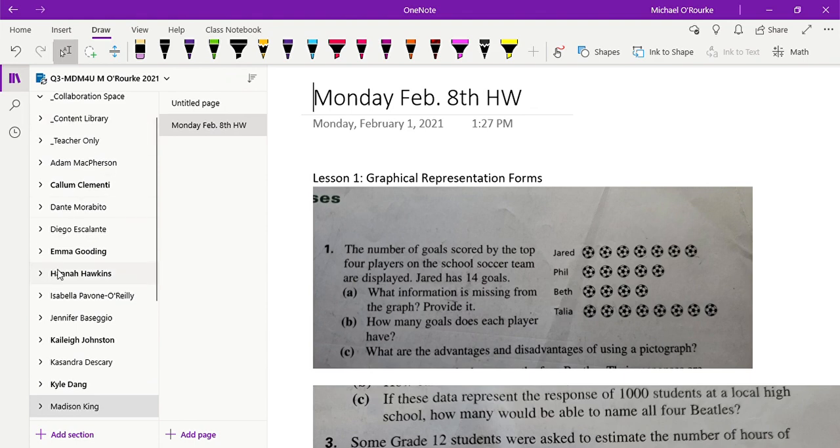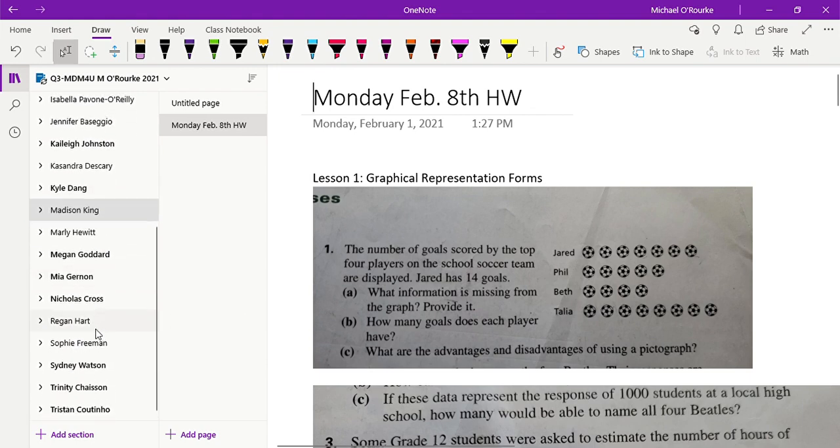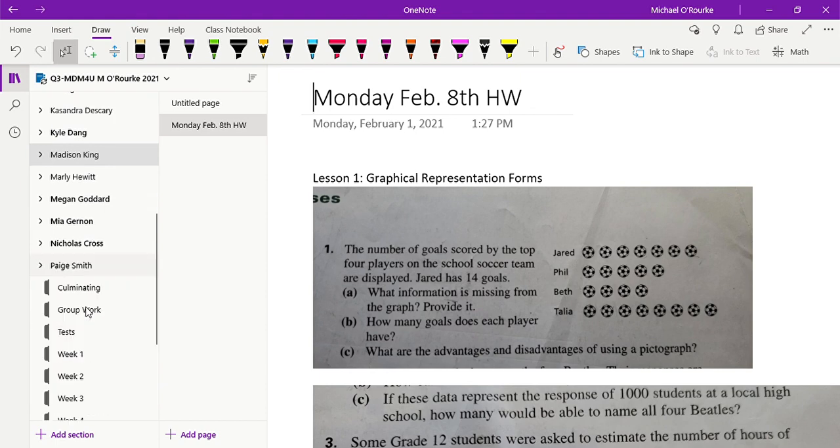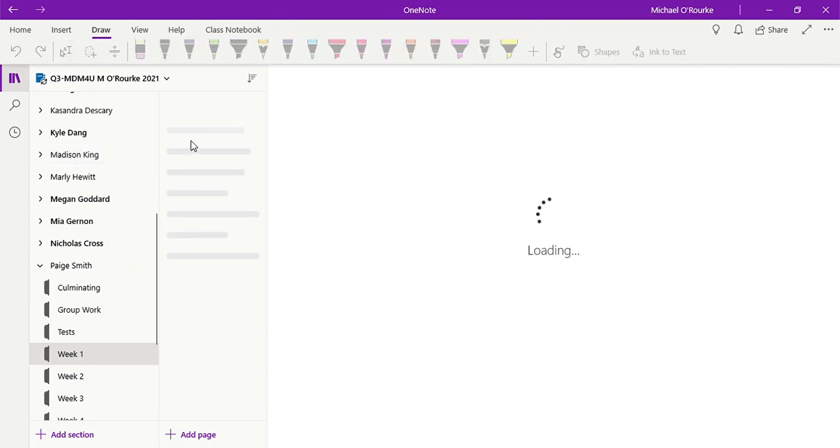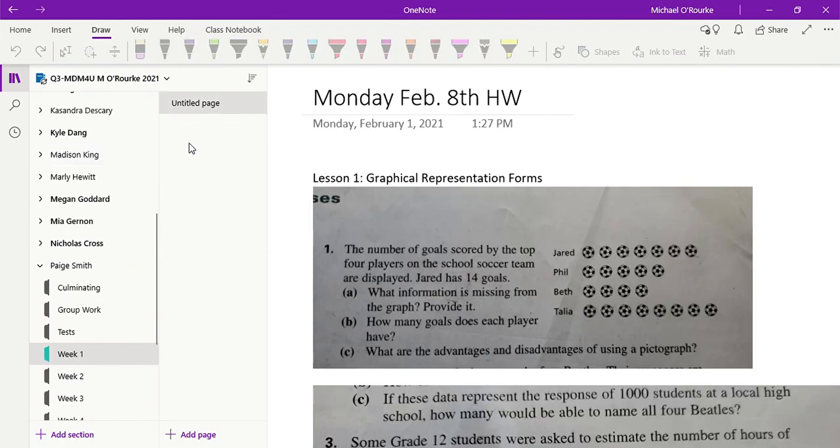I hadn't refreshed yet, so you're not in there. Did you get work on your phone yet? Yeah. Where are you, Paige? OneNote is rejecting you, Paige. Oh, there you are. Oh, I stopped.